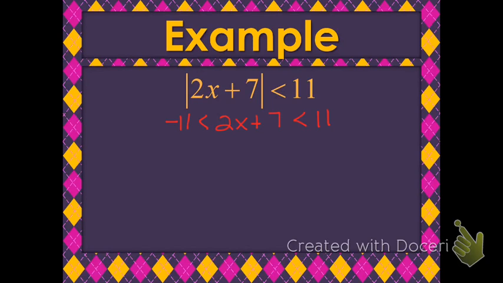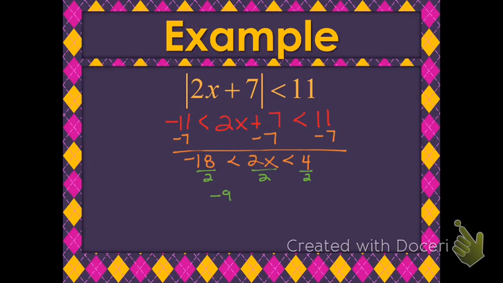From there, you solve it just like we did with the previous examples. So we're going to subtract 7 to start isolating the x, and we'll end up with 2x being between negative 18 and 4. And then the inverse of multiplying by 2 is dividing by 2, and we'll end up with x being between negative 9 and 2.